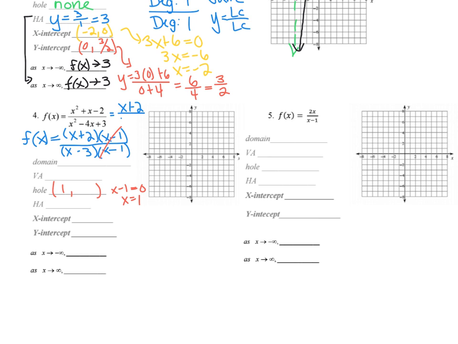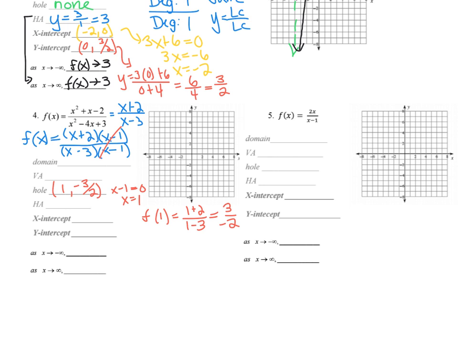So x plus 2 over x minus 3. Let's do that. f of 1 equals 1 plus 2 over 1 minus 3. 1 plus 2 is 3. 1 minus 3 is negative 2. So our y value is negative 3 halves. So that hole on our graph will look like (1, negative 3 halves).